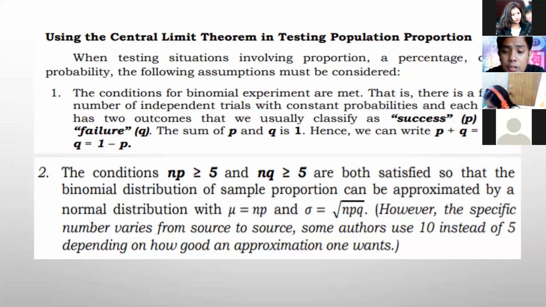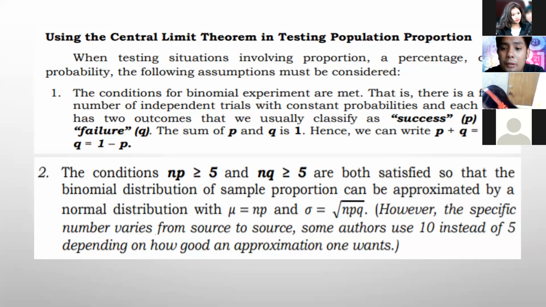Some authors use 10 instead of 5 depending on how good the approximation wants. So ibig sabihin, nagbabago-bago rin ang iba-ibang source. But for now, ang standard lang natin, basta marating niya yung 5. Kapag narating niya yung 5 in both conditions, ibig sabihin, good as normal distribution na siya. So magagamit na natin ang z-test mamaya-maya.